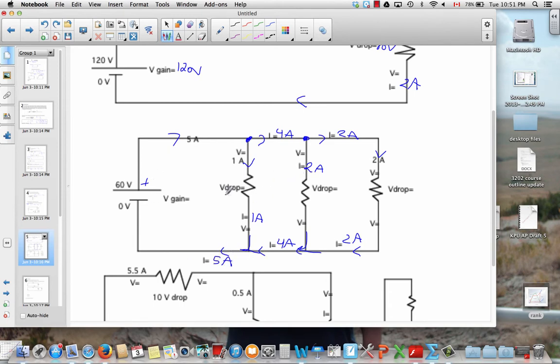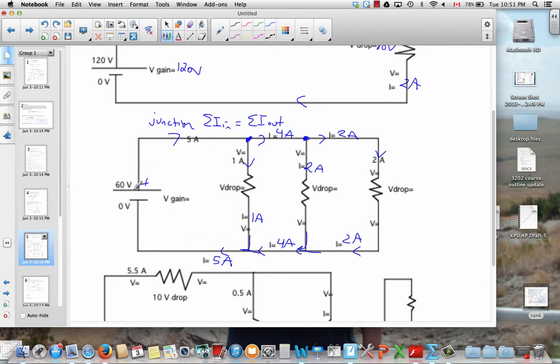So that completes the analysis of the currents by Kirchhoff's current law. Remember, the current law says that at a junction where wires join, the sum of the currents in equals the sum of the currents out. Next, we apply the voltage law. The voltage law is a loop law, and it says that in any loop, the gains have to equal the losses.